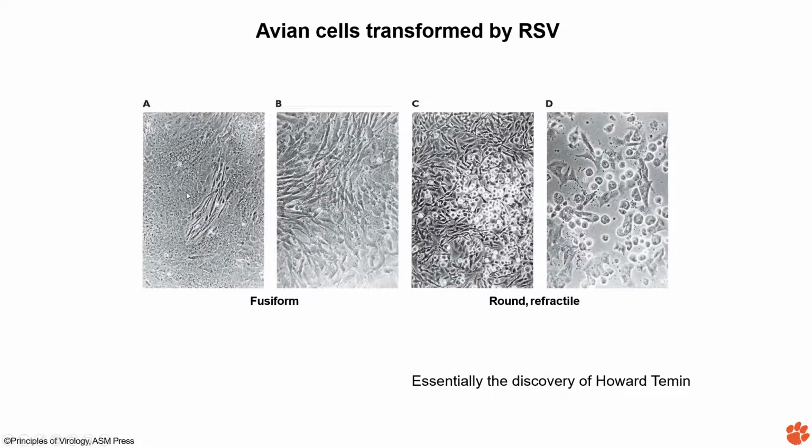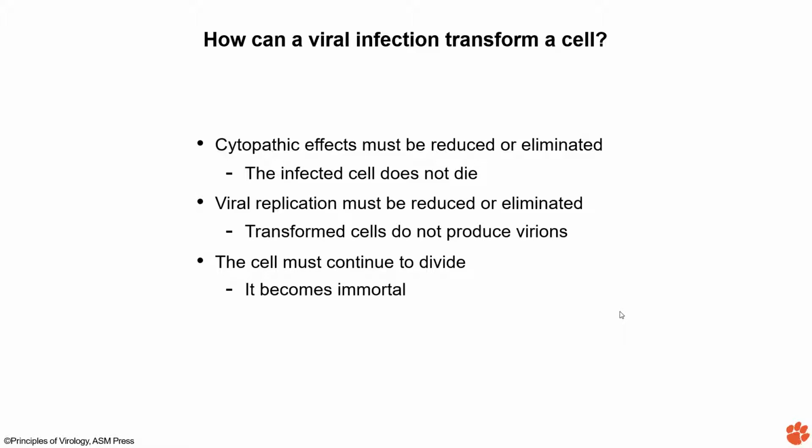So these are, on the other hand, essentially the discovery of Howard Temin, showing how you can transform cells, basically in pictures. This is the foci which is getting transformed and how they change over a period of time. Just a very self-explanatory idea. So how can a viral infection transform the cells, and what are the requirements?